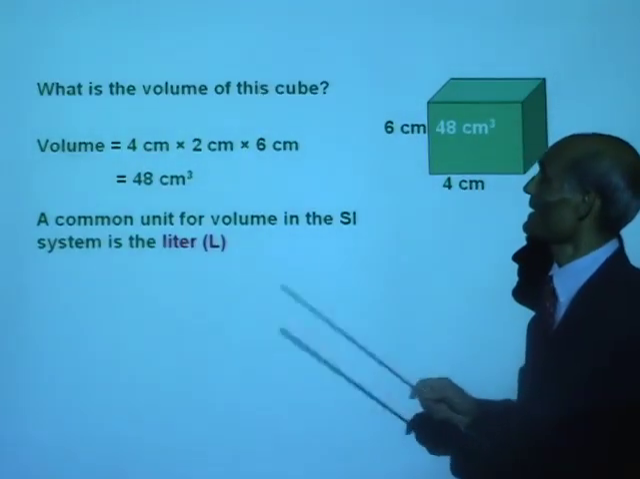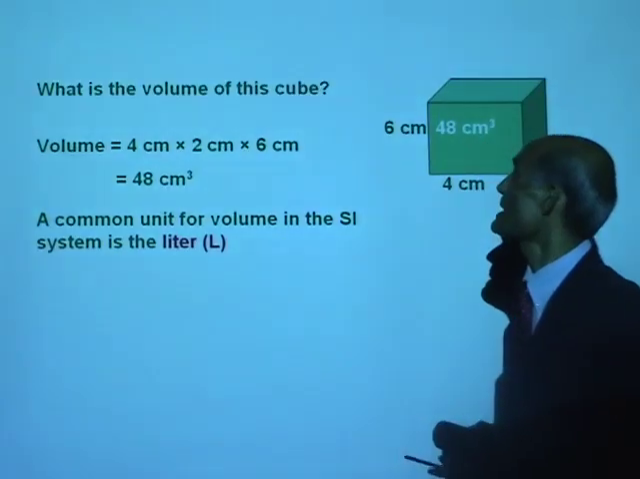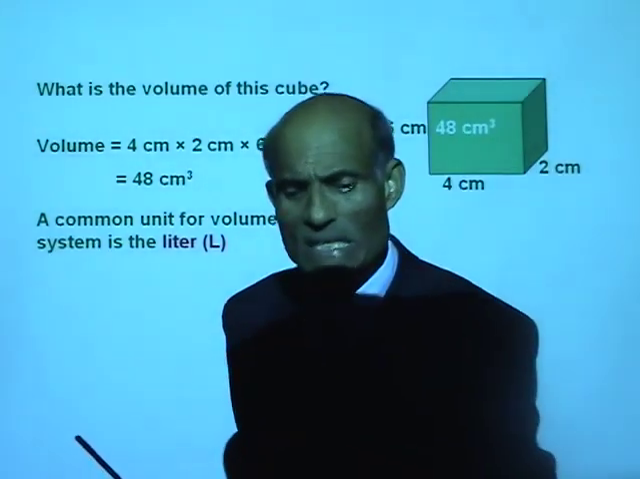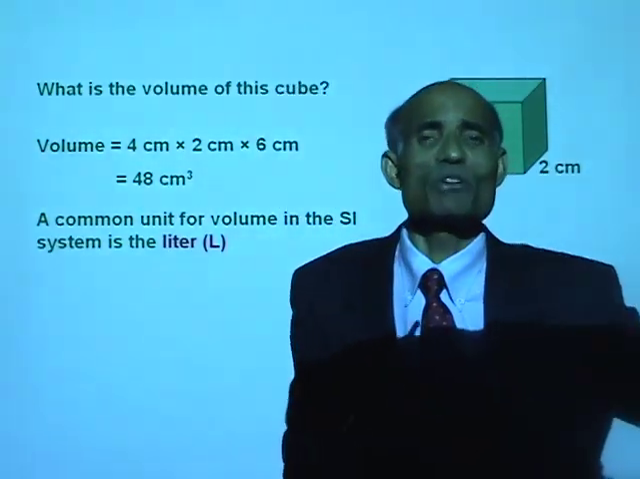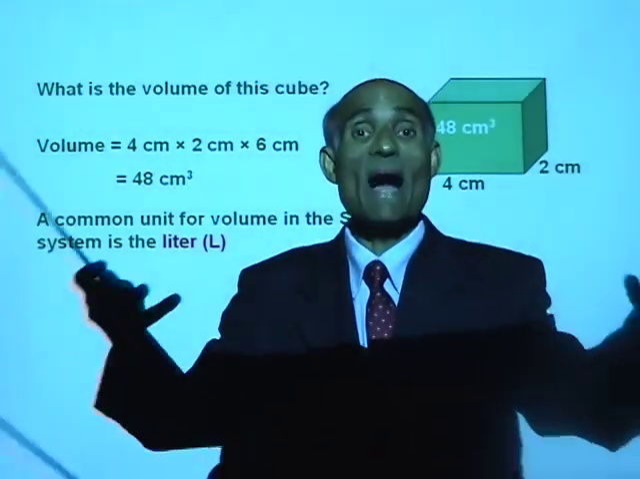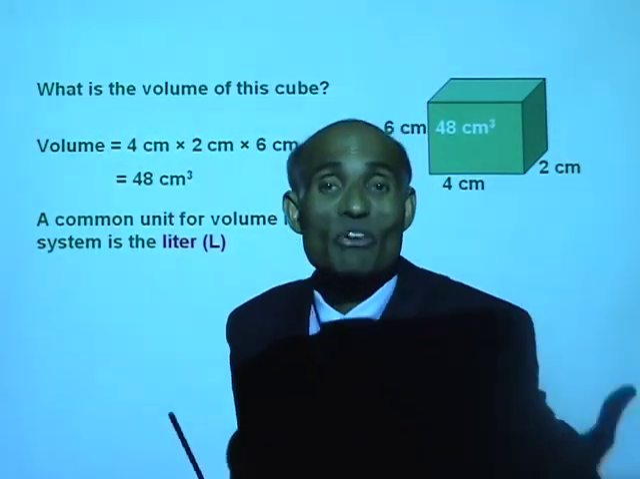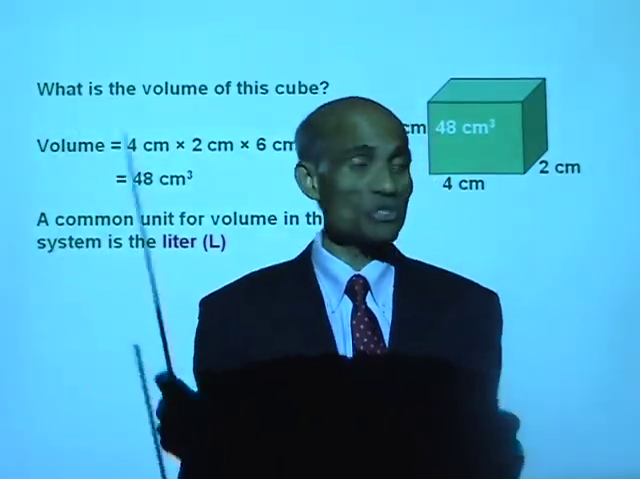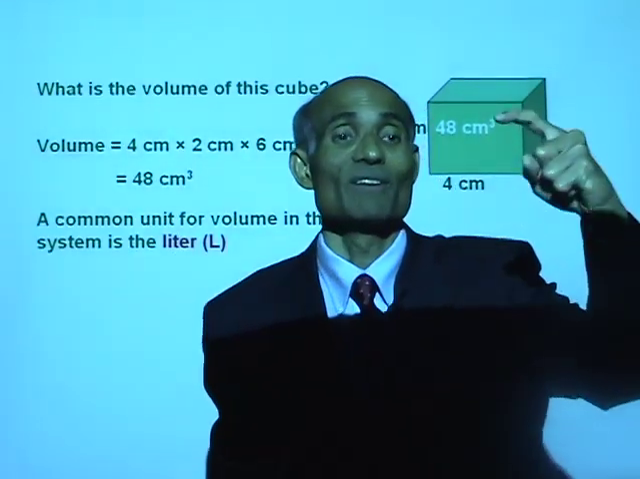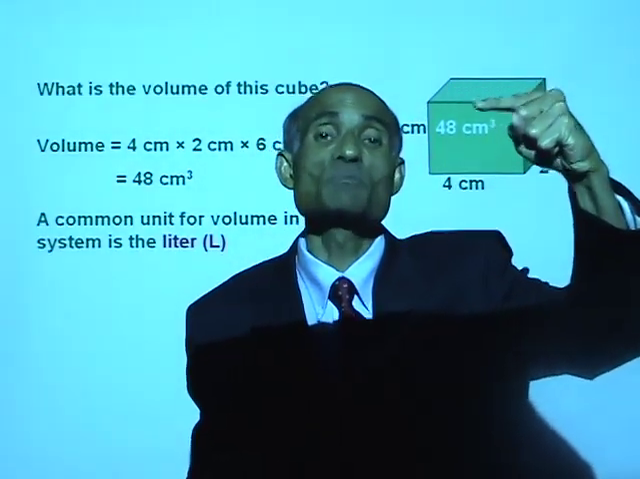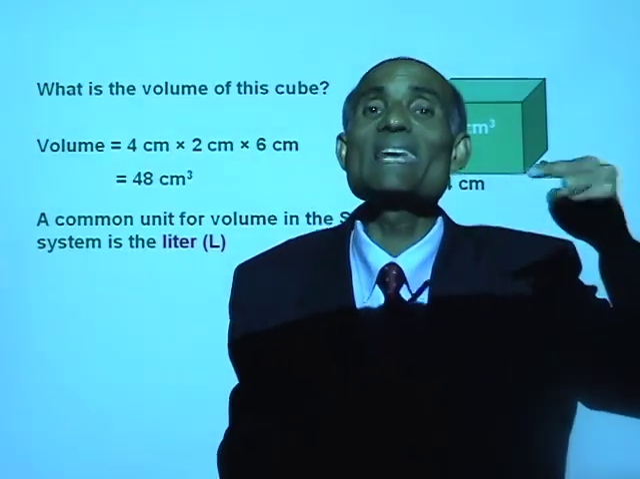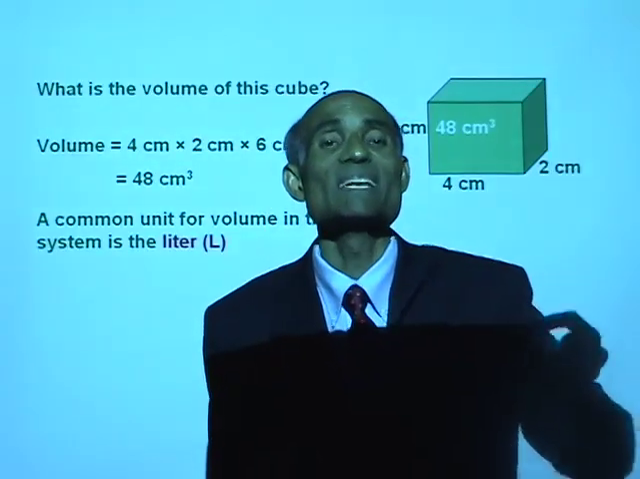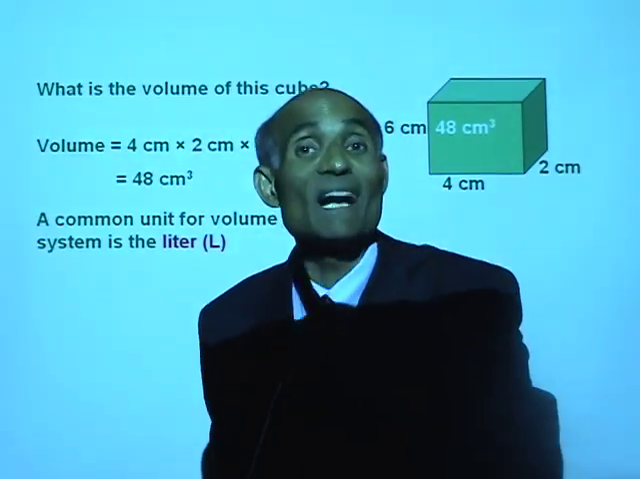There you are. Now, a common unit for measuring volume is the liter. Have you heard of a liter? Well, you buy Coca-Cola in liters, you buy wine in liters, you can even buy whiskey in liter bottles. A liter is a very commonly used unit. If you get your water bottle, the unit written on it is milliliter. What is a milliliter? Milli is 1,000th. So a milliliter is 1,000th of a liter.